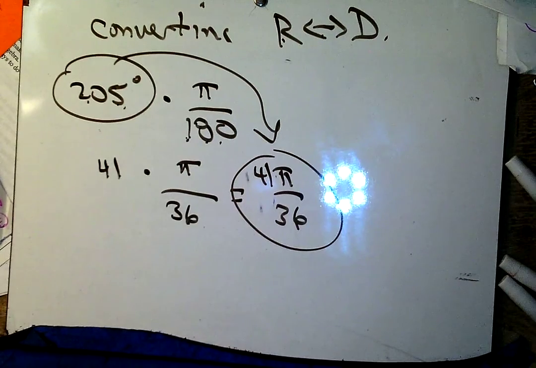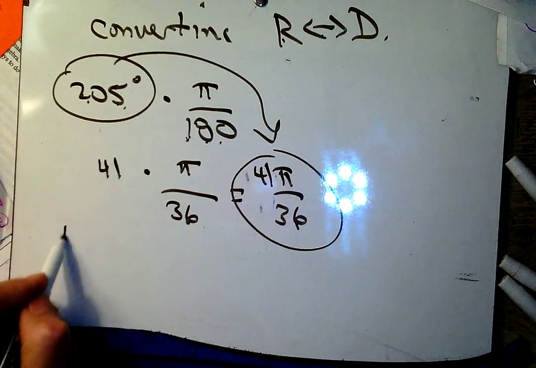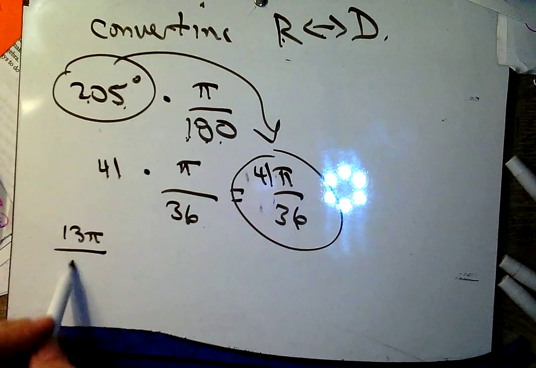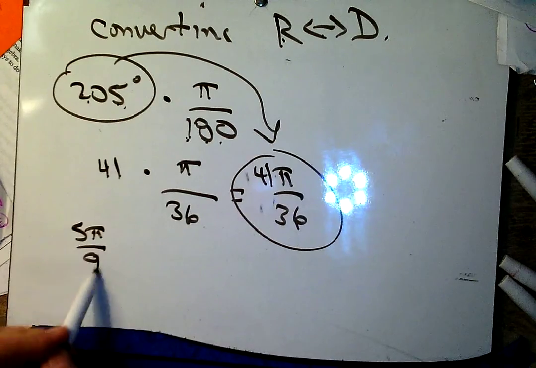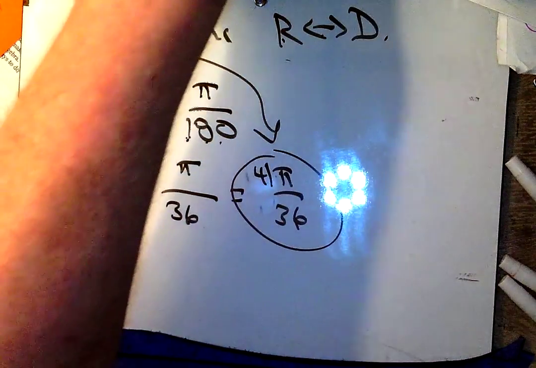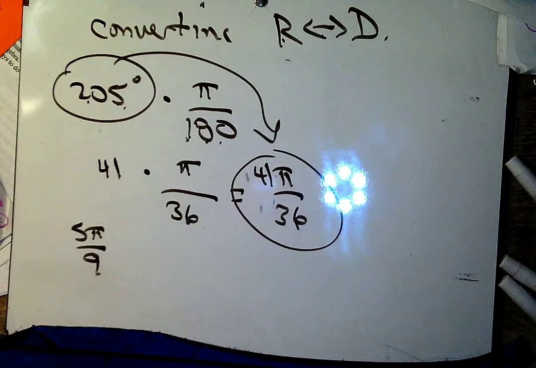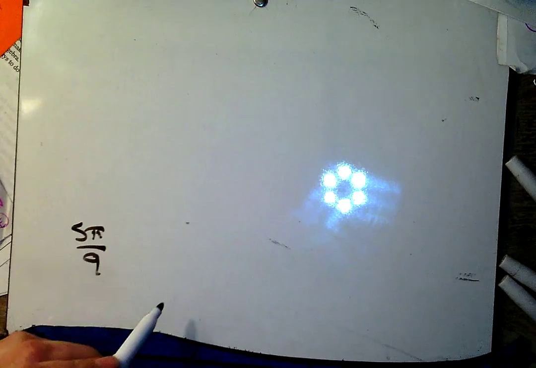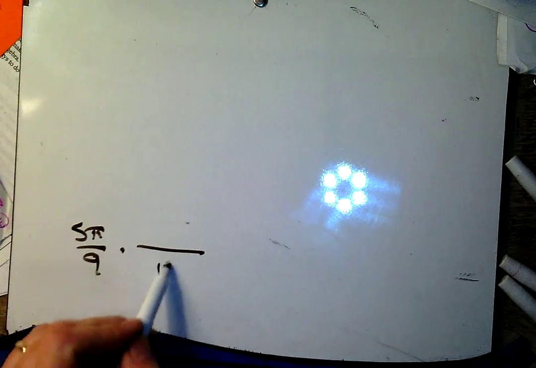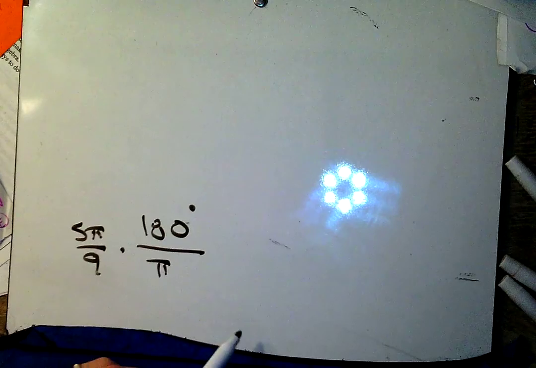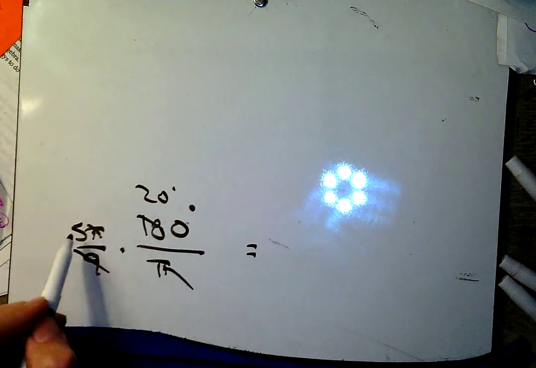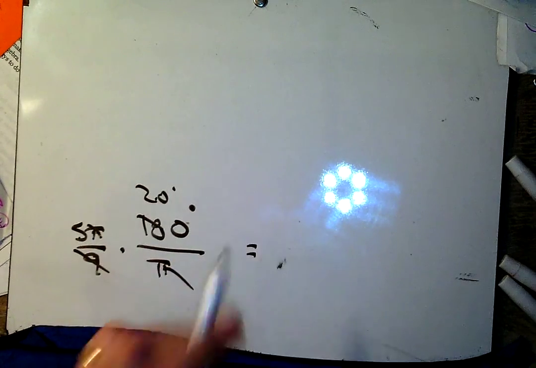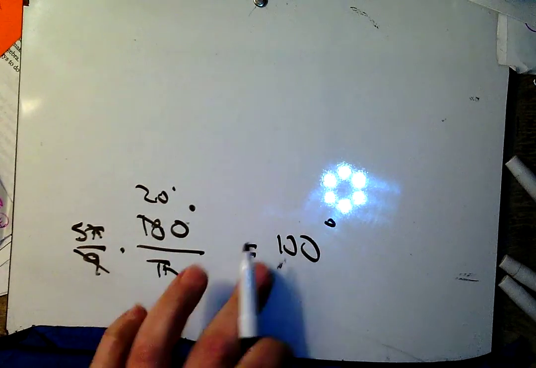How about this one? Can you do this one? 13 pi over 15. Oh, we did a pi over 15. How about 5 pi over 9? Will you please convert there? 5 pi over 9. Good. Nice. I want pi on the bottom and 180 on the top. The pi's will cancel. The 9's will cancel. And I'll end up with 5 times 20, or 100 degrees.